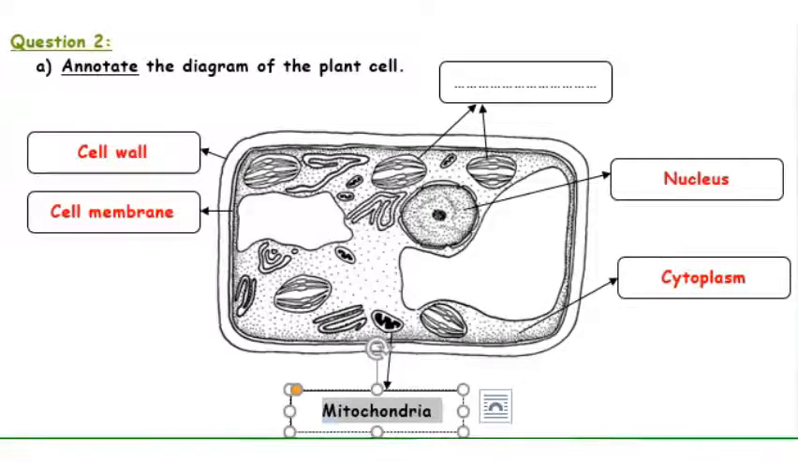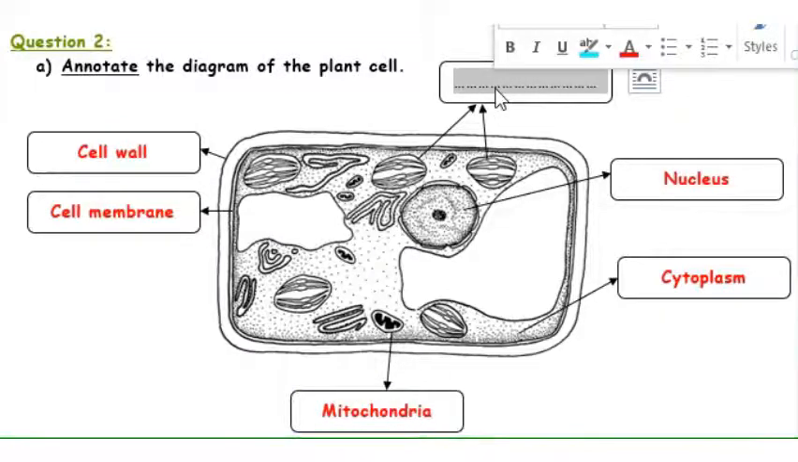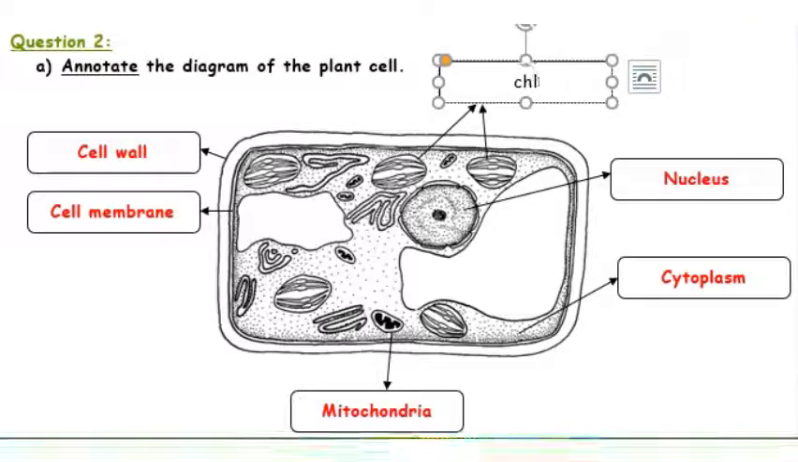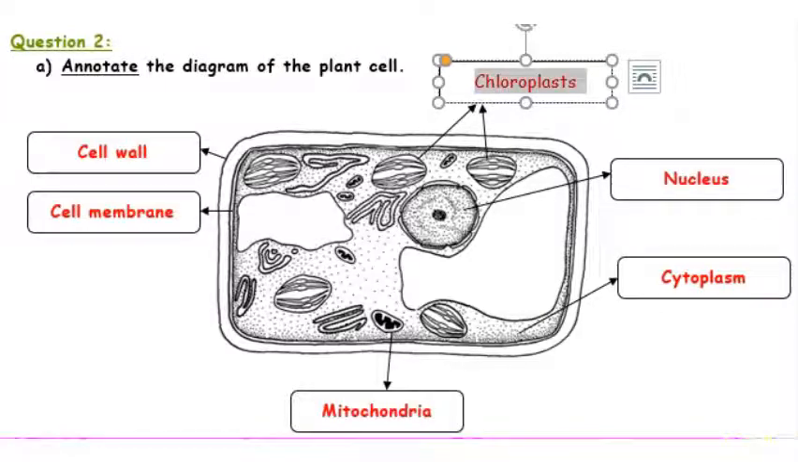And since it's a plant cell, it should have chloroplasts. Inside the chloroplasts, we have discs of chlorophyll. The job of the chlorophyll is to give the plant its green color and to catch the sunlight energy needed for the food making process, which is photosynthesis. So these are the chloroplasts with the discs of chlorophyll inside.